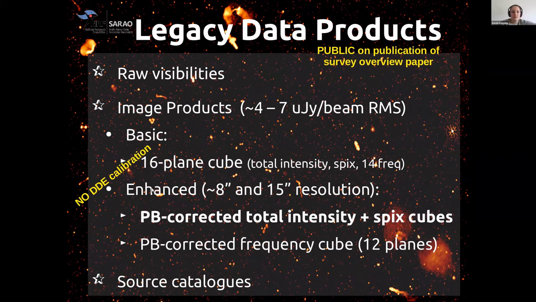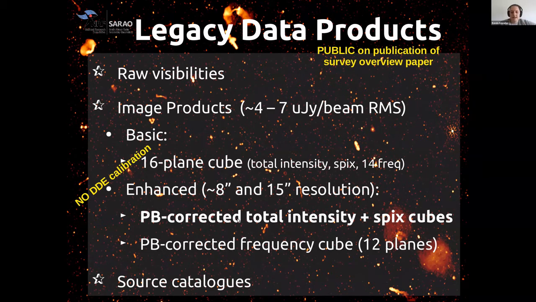And the key difference between the enhanced and basic products is that the enhanced are primary beam corrected. So this means that, for example, things like flux densities can be trusted within these images, but it does show a smaller patch of the sky. These are 1.2 by 1.2 degrees square. And they're separated now into two different types. You have 5 plane cubes, which have total intensity and spectral index, plus their uncertainties, and then a chi-squared of the combined fitting. And then you also have frequency cubes, which are the 12 non-blanked frequency cubes from the basic product.